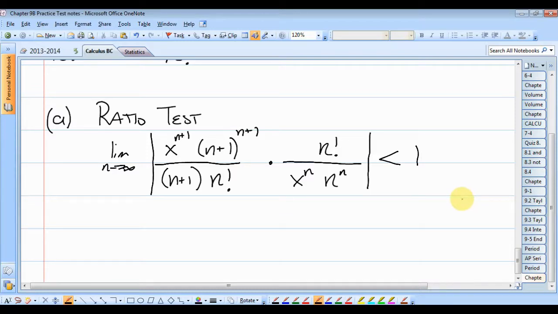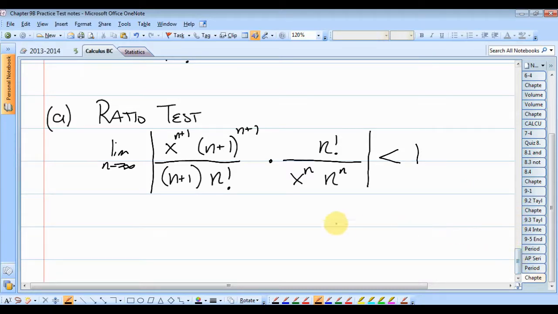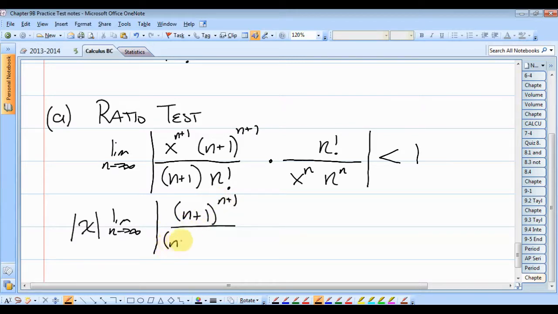Let me pause here. Please look for things that will cancel. x to the n. Good. What else? n factorial. Okay. n plus 1. Yeah, we'll get to the n plus 1s in 1 second. So after I've done that, I'm going to get the absolute value of x times the limit as n approaches infinity of n plus 1 to the n plus 1 over n plus 1 times n to the n. Force that to be less than 1.